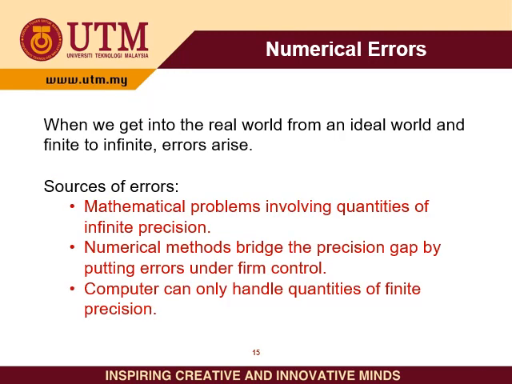As I mentioned before, when we get into the real world, from the ideal world and from finite to infinite, error can arise. Okay, what are the sources of errors? We have three sources of errors here. One is mathematical problems involving quantities of infinite precision. Two, numerical methods that bridge the precision gap by putting errors under firm control. And number three, computers can only handle quantities of finite precision.